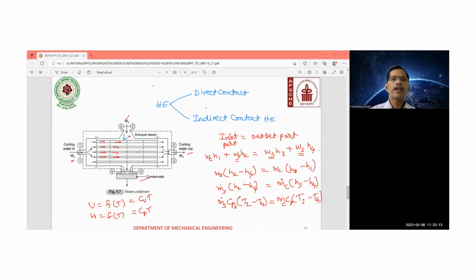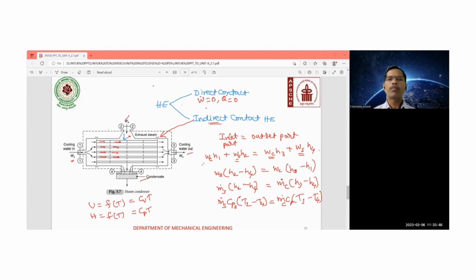Here the kinetic energy terms are neglected, potential energy terms are neglected, and there is no heat transfer and no work transfer. Because this is not going to do any kind of work, and it is a perfectly insulated heat exchanger, W dot is equal to 0 and Q dot is equal to 0. This is the indirect contact heat exchanger, where the hot fluid is not going to mix with the cold fluid.